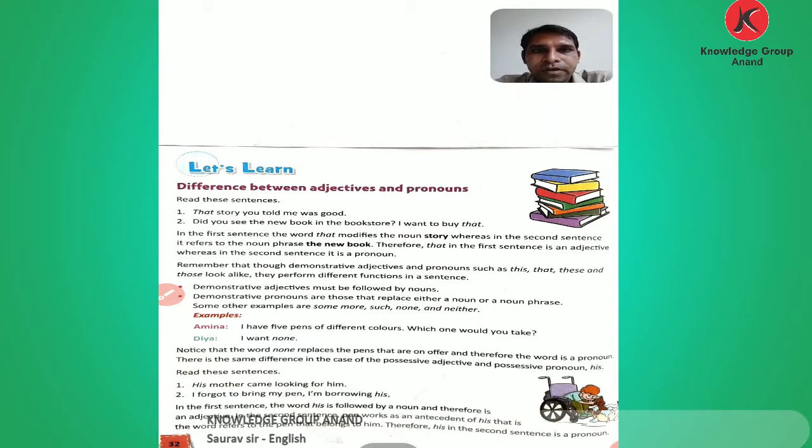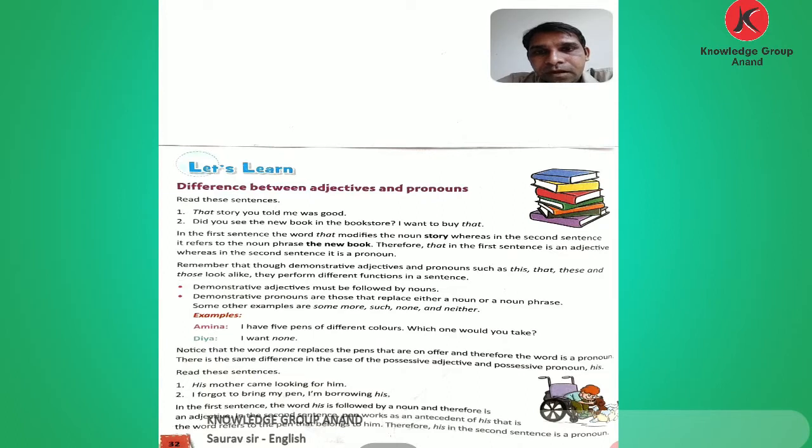Unit 4 Adjectives. I have talked about the different types of adjectives, like quality, quantity, number, demonstrative adjective, interrogative adjective, and possessive adjectives. Now, let's talk about adjectives and pronouns, the difference between adjectives and pronouns. Let's see what is the difference between adjectives and pronouns.